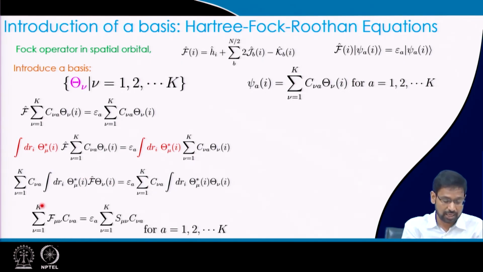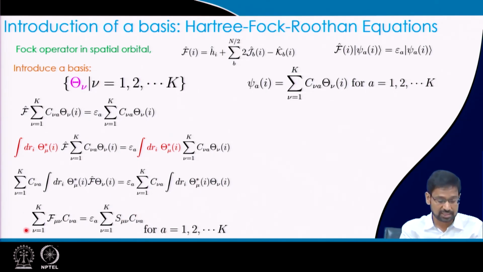So now, instead of writing this term, I am writing it as a matrix element. This matrix element I am calling F mu nu, multiplied by the coefficient C nu a. Then on the right hand side, I have the overlap matrix S mu nu and the coefficient C nu a.